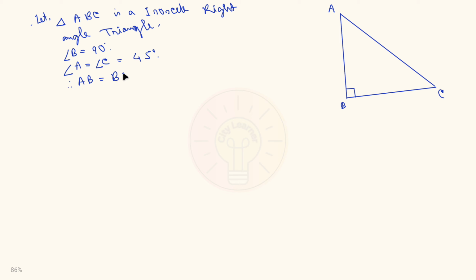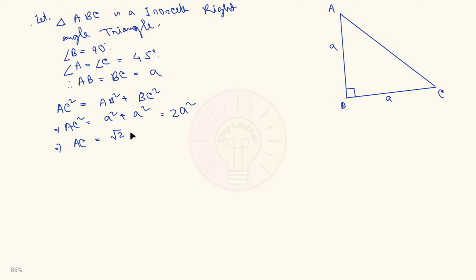So now we know the angle B and AB and BC. Now we have to find the length of AC. From the Pythagoras theorem, we can find the length of AC and it will become root 2 A. And angle C is 45 degrees. If we take the angle C, the opposite side is AB, BC is the adjacent side and AC is the hypotenuse.